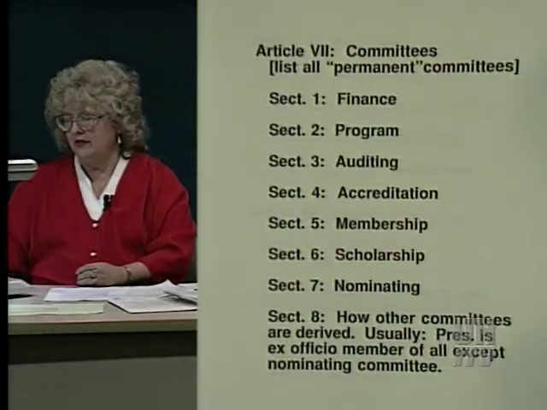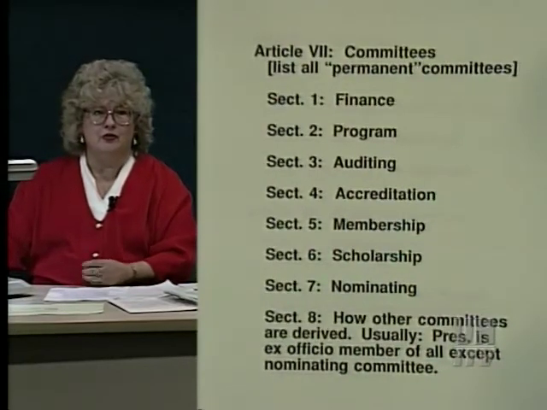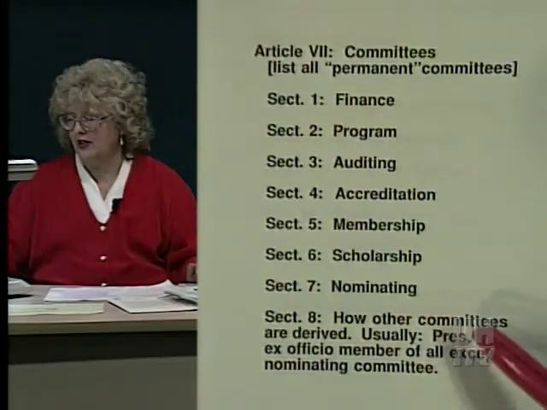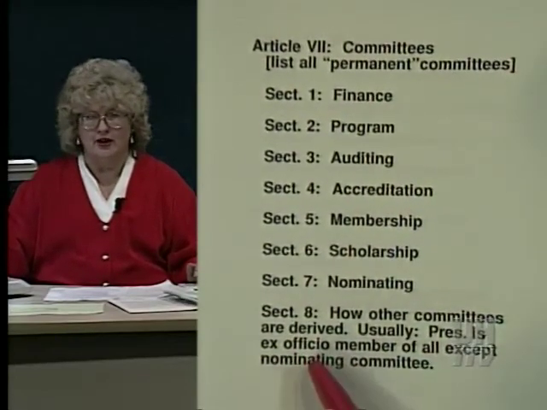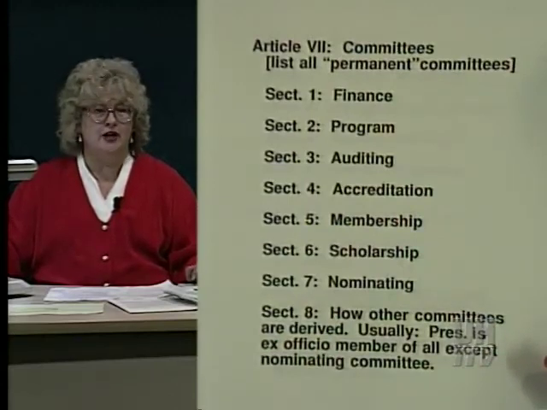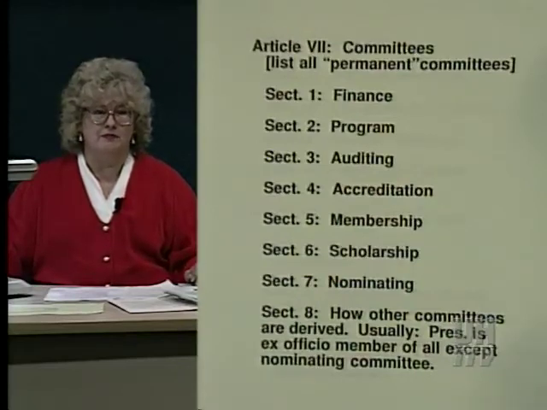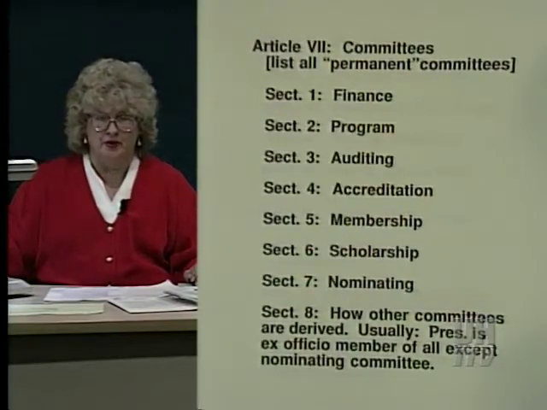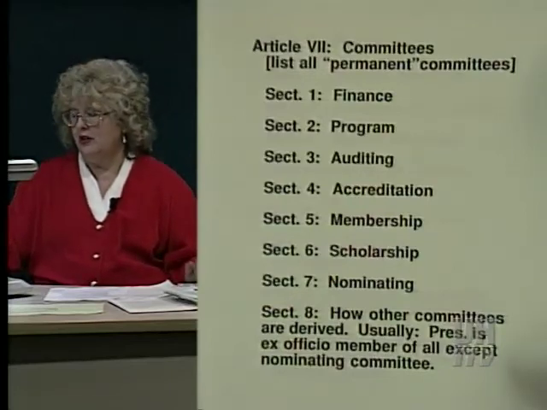But when you get down to the bottom, there normally and appropriately is in the last section, whether it's Section 3 or Section 29, how do you get other committees? And it will say something like other committees may be designated by the Board of Directors, or other committees may be appointed by the President with the approval of the board, whatever.